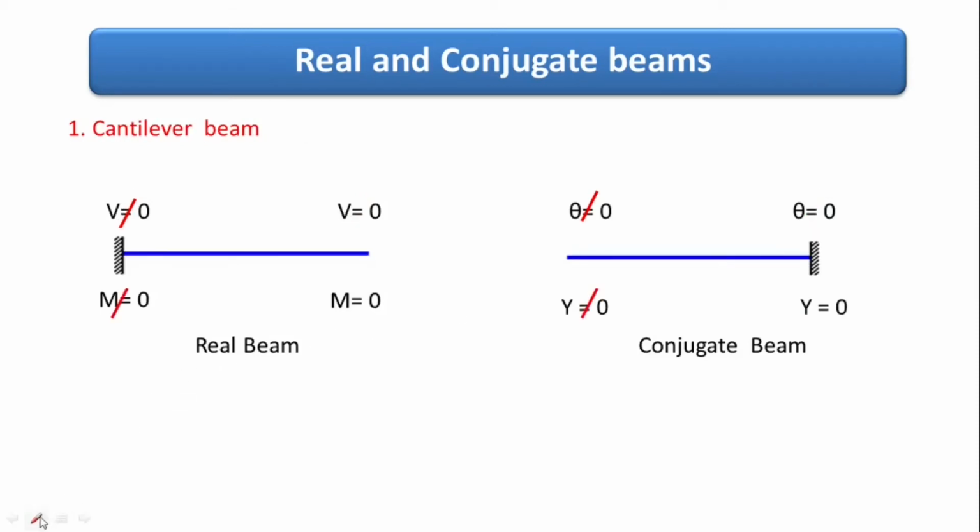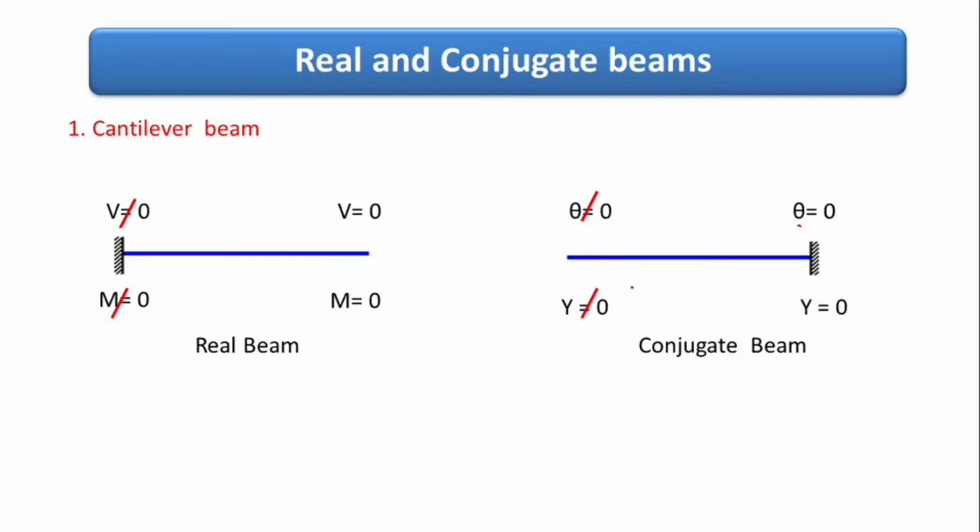Then in the cantilever beam, we know that at the fixed end, the shear force and bending moment are both not equal to 0, but at the free end, the shear force and bending moment are 0. But at the free end, we know there is a deflection and slope. For that, we have to replace this end with a fixed end in the conjugate beam, so that we can get the shear force and bending moment in the conjugate beam. The shear force indicates the slope at that point, and the bending moment indicates the deflection at that point. And at the free end, theta is not equal to 0 and the deflection is not equal to 0.